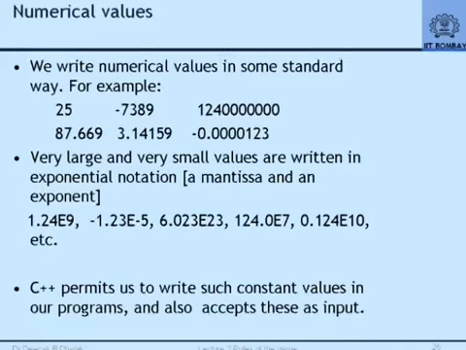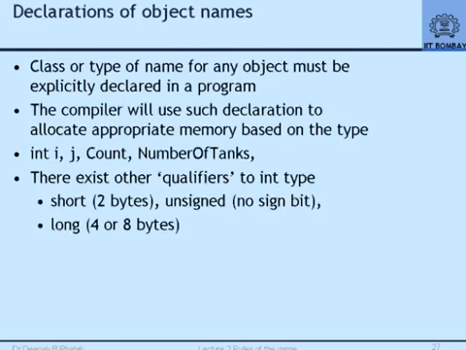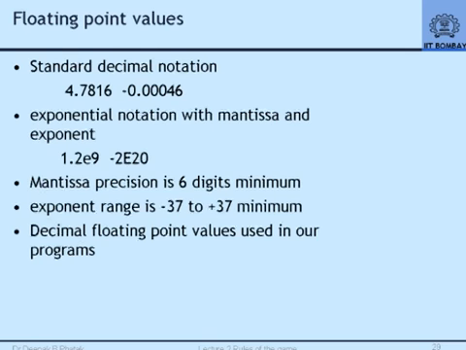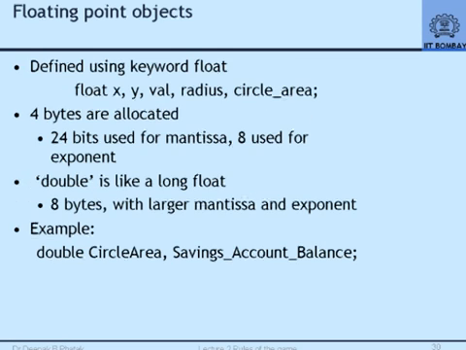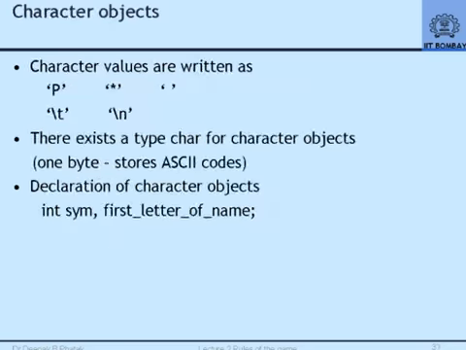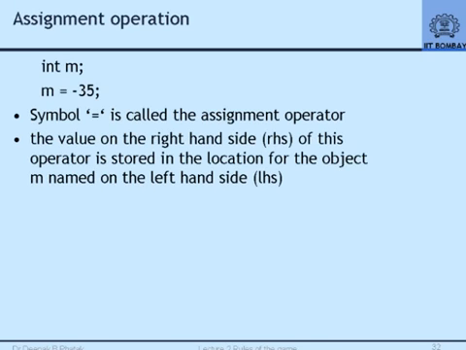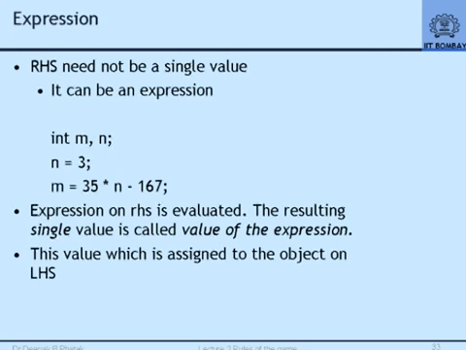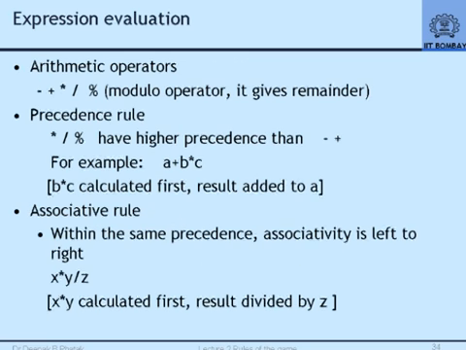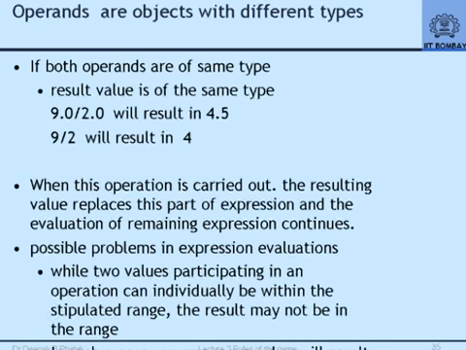We will not be discussing these in detail even next week, but we will be discussing some of the details which pertain to handling of numerical values, declaration of various names, how do you handle integer values, how do you handle floating point values, what are the floating point objects, what are the character objects, what is an assignment operation, how expressions are evaluated, the expression evaluation rules, very rigorous rules, operands and objects, if they are of different types, what happens? What happens if you add one integer value to a floating point value? How exactly does C++ handle it? All those rules are there.